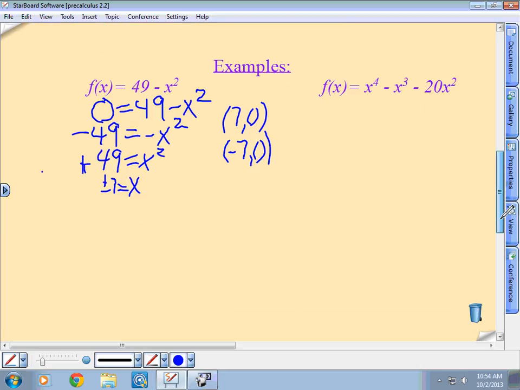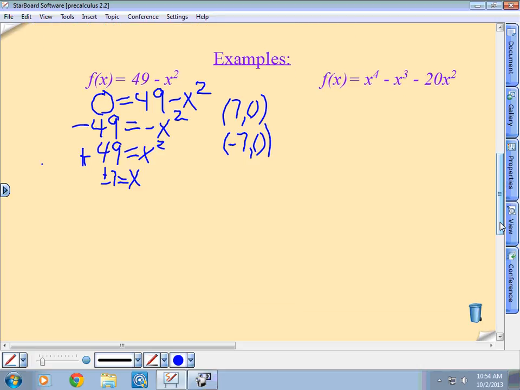Well, it gets more difficult. What about this one? Because this one we've got a 4th degree polynomial. So this one's sort of easy, you know. We're going to set this equal to 0, right? Okay, now how am I going to do it? What do you see in every term? An x squared. Factor out an x squared.